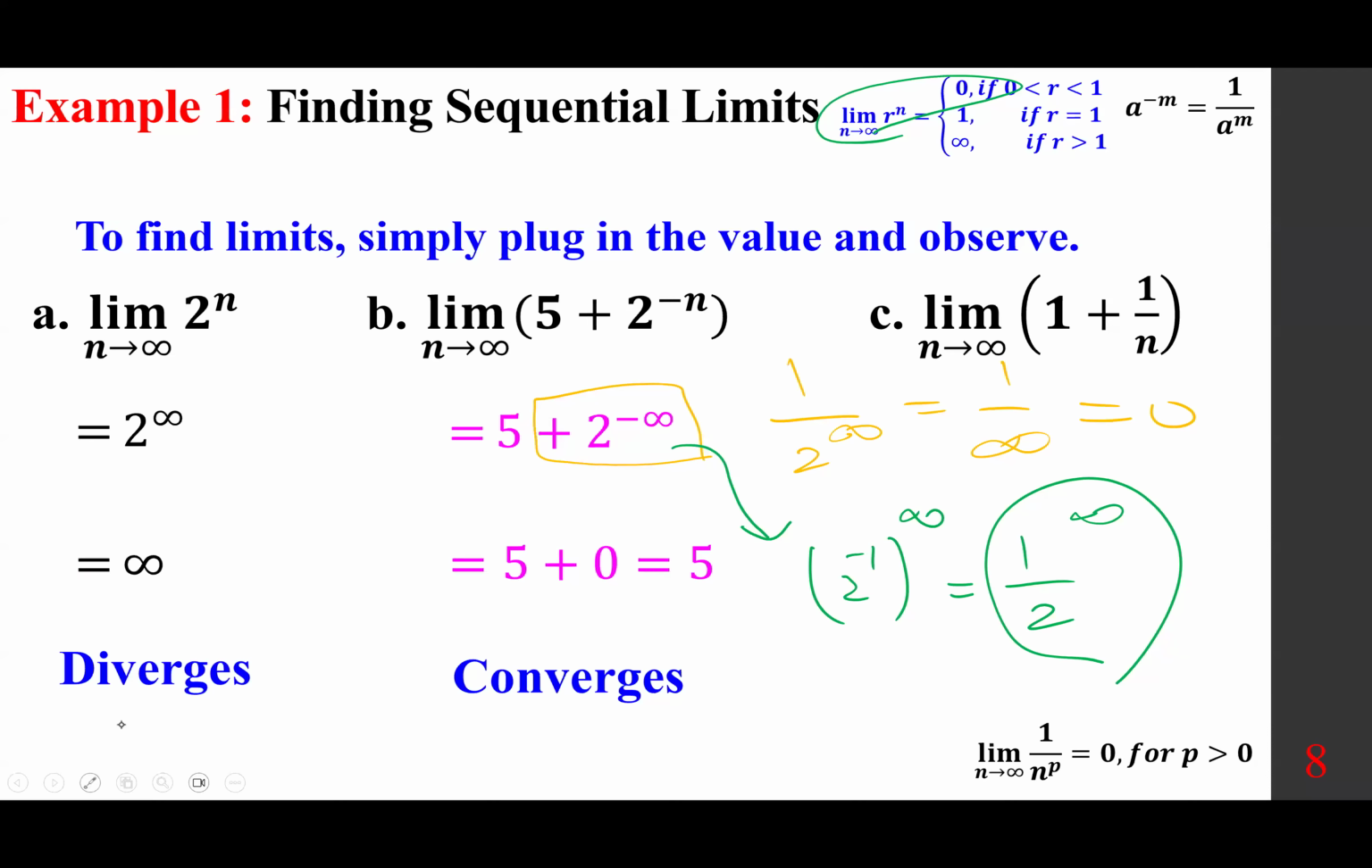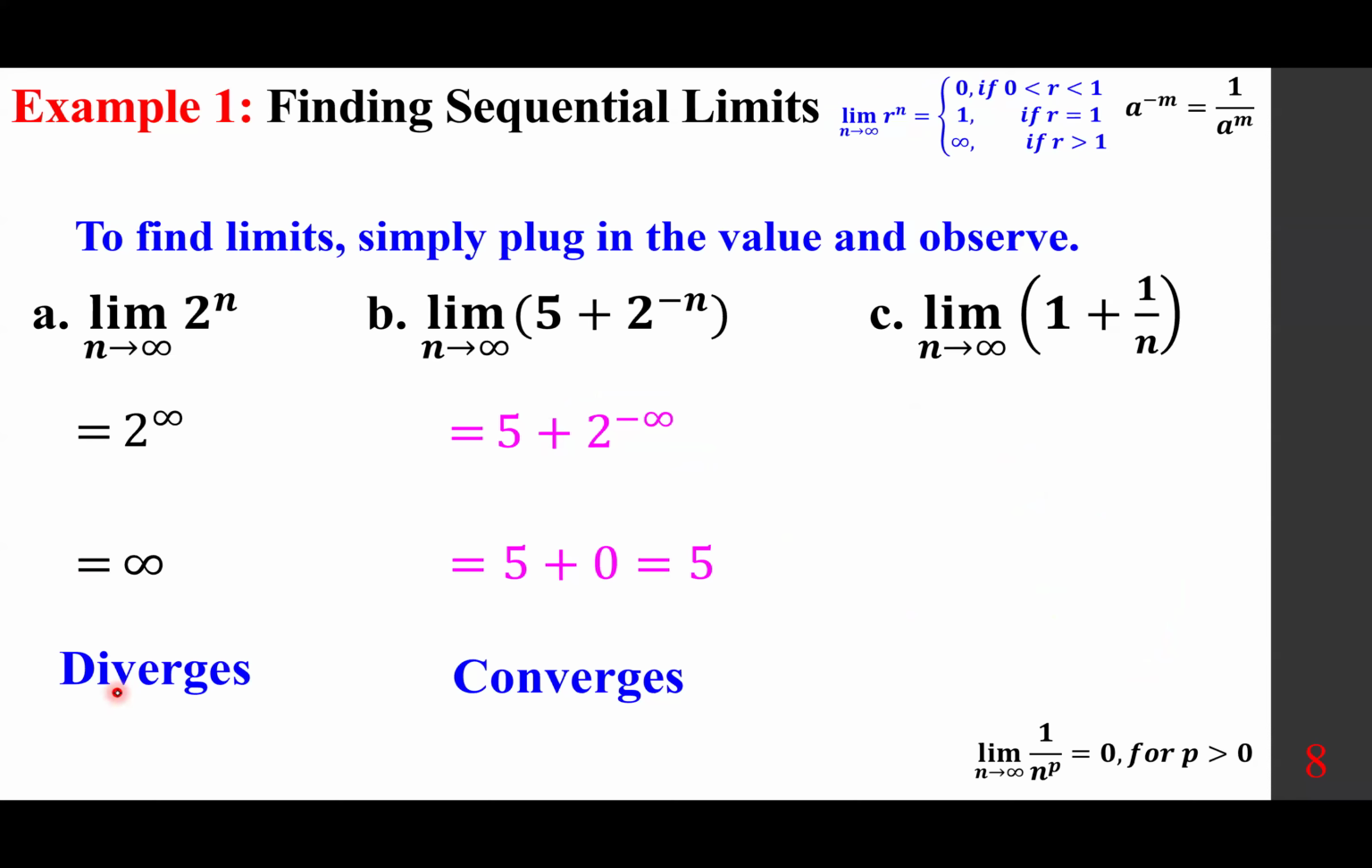I'm going to erase my work. This one you plug in, you get 1 over infinity, which is 0. Remember, the limit of 1 over n to the power of p as n approaches infinity is 0, as long as p is larger than 0. And remember, in this case, p equals 1. The answer is 0, therefore it converges.